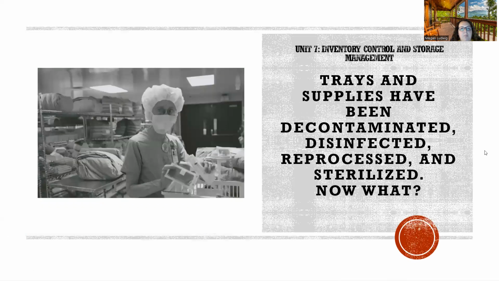All right. So let's talk about inventory control. So trays and supplies have been decontaminated, disinfected, reprocessed, and sterilized. Now what? So that is everything we've talked about this entire quarter, every single step of the way. Now what do we do, right?